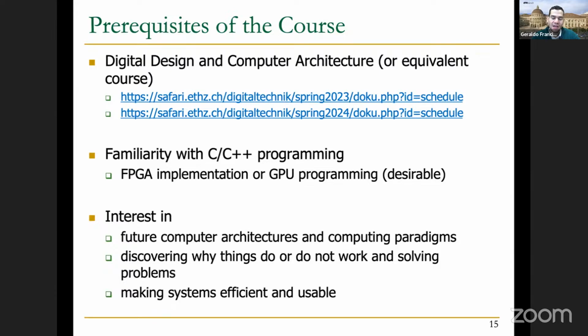So you're going to work a lot with simulators. The simulators might be written in C, C++, or Python. And in some of the projects, we are also going to get involved with FPGAs, which use some high-level programming, like C or C++ programming, plus the FPGA deployment of some particular tests. Also, we hope that you are interested in the future of computer architecture and computing paradigms, and that you are eager to discover why things are not working and try to solve them by making the systems more efficient.